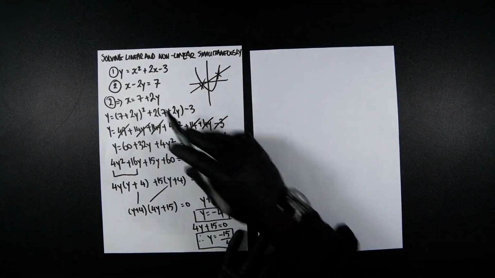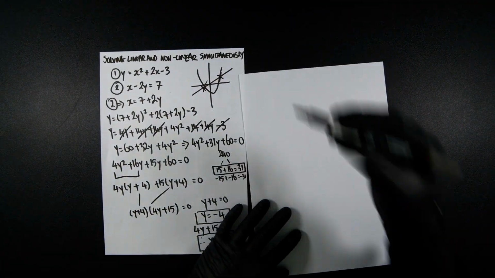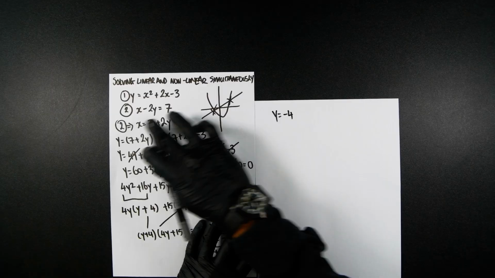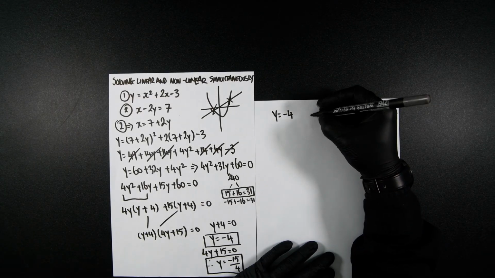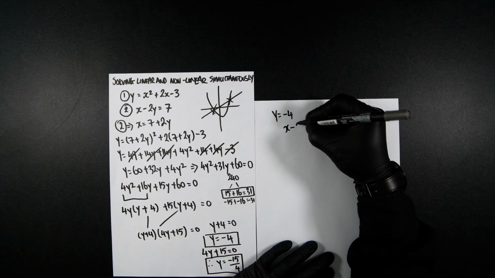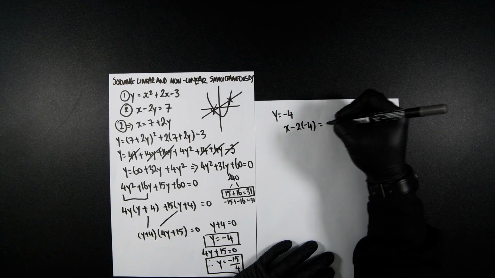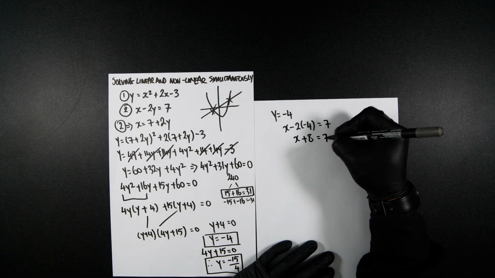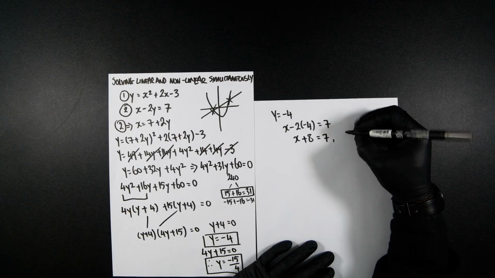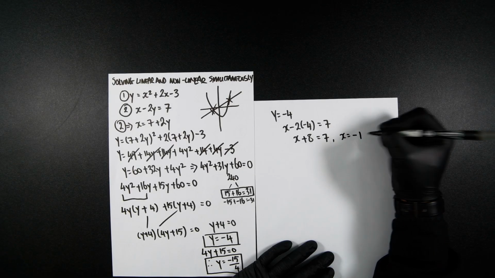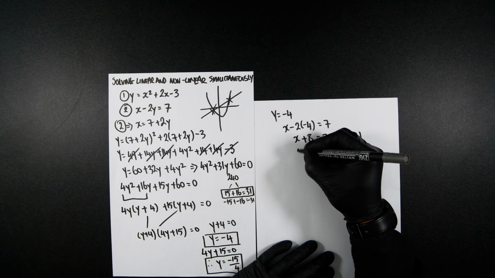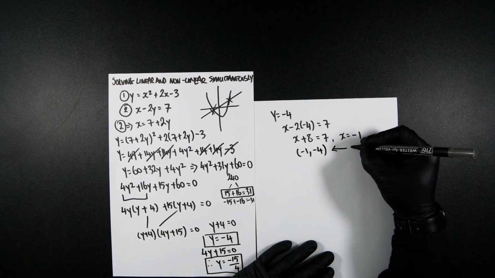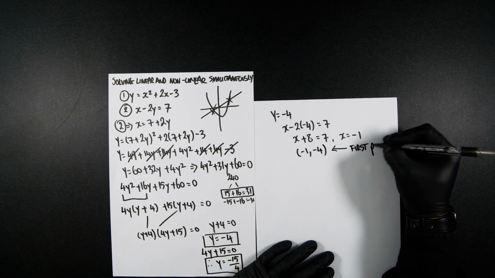So I'm going to use equation 2 because it's a lot easier. So let's say when y equals minus 4, we have x minus 2y equals 7. So x minus 2 times minus 4 would equal 7. This would be the same as x plus 8, which equals 7. Let's minus 8 from both sides, so you're going to get x equals minus 1. So we now know when x is minus 1, y is minus 4. This here is our first point.